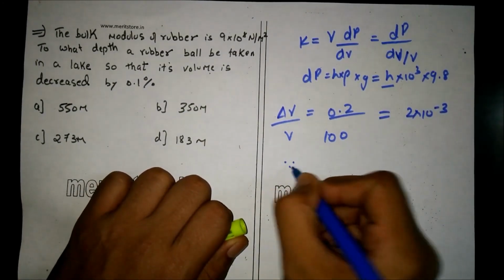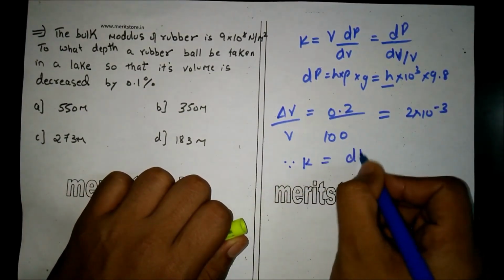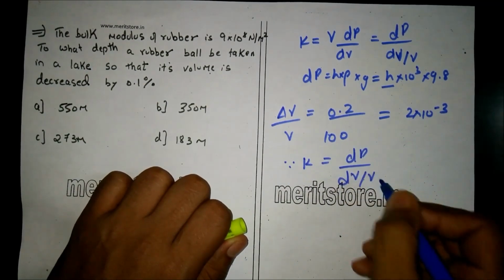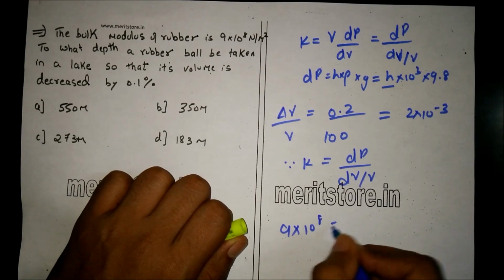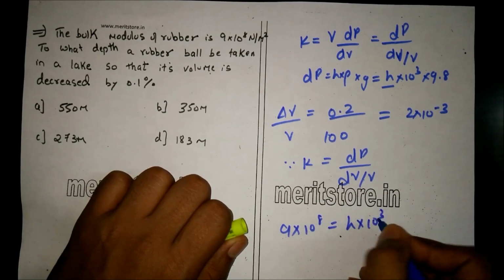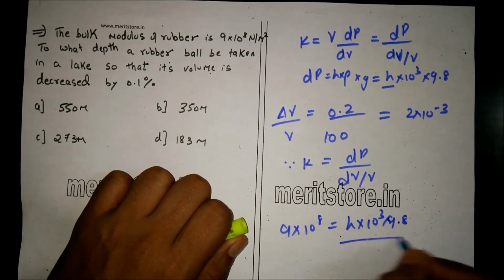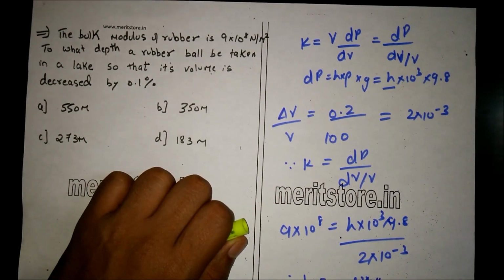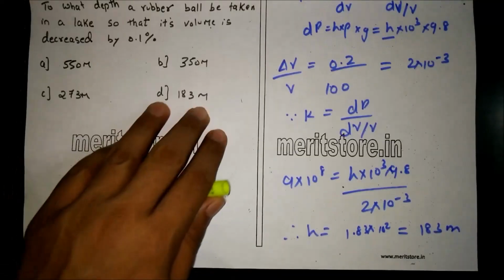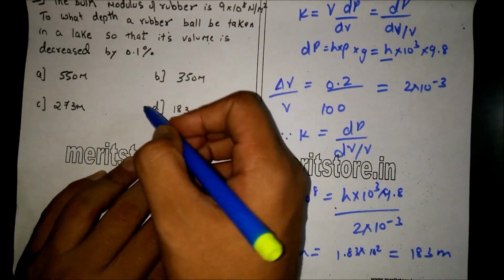Therefore, because K is equal to dP upon delta V by V, 9 K is given as 9 into 10 raised to 8, which is equal to H into 10 raised to 3 into 9.8 upon 2 into 10 raised to minus 3. Therefore, H will be given by 1.83 into 10 raised to 2, which is 183 meters. Therefore, here the correct answer is option D.